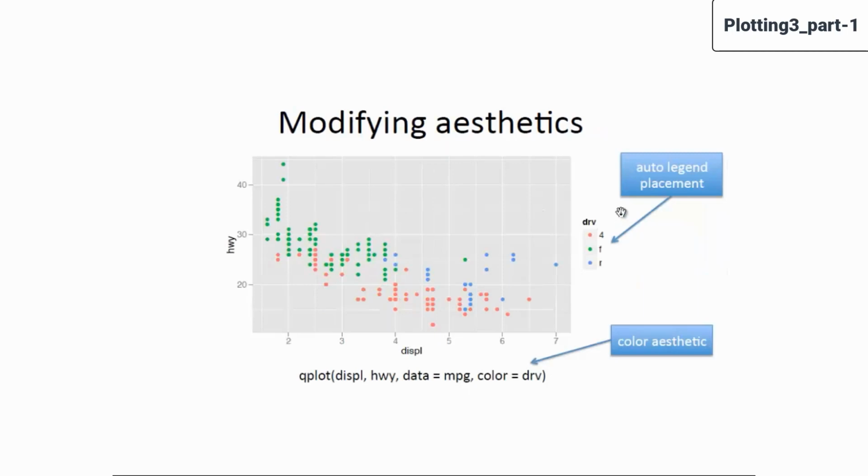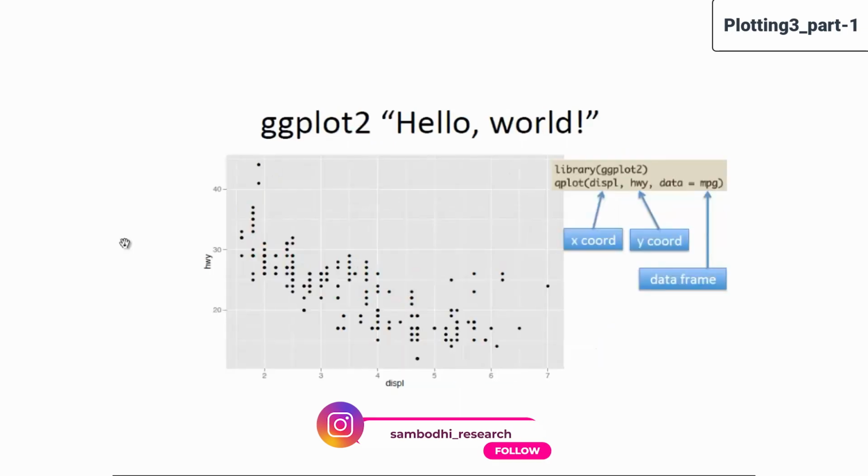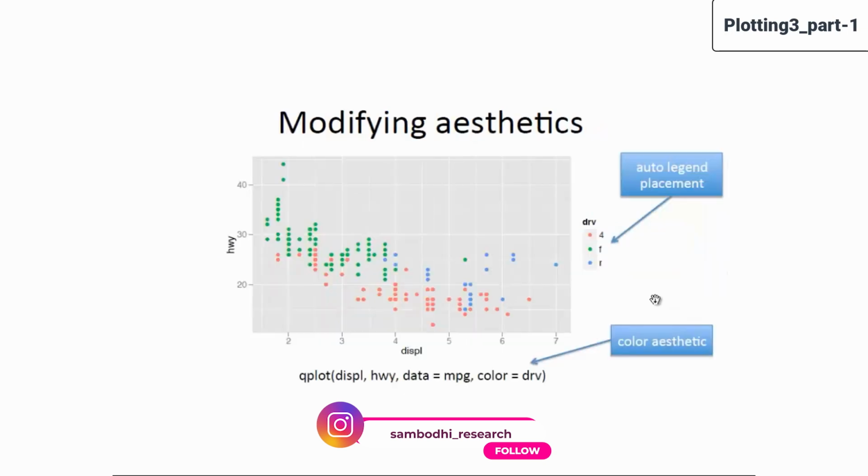So modifying aesthetics, how to modify the aesthetics. In this, this is a blank graph. So if I want to color code the data inside it, how do I do it? You can use the color aesthetic when I specify the drv variable as a factor, and I want to color using the drv factor. If I mention it, it will show 4, f, and r in different colors. So displ, highway, data equal to mpg, and I am adding a parameter for color which will include drv for those factors, and it is modifying the aesthetic.